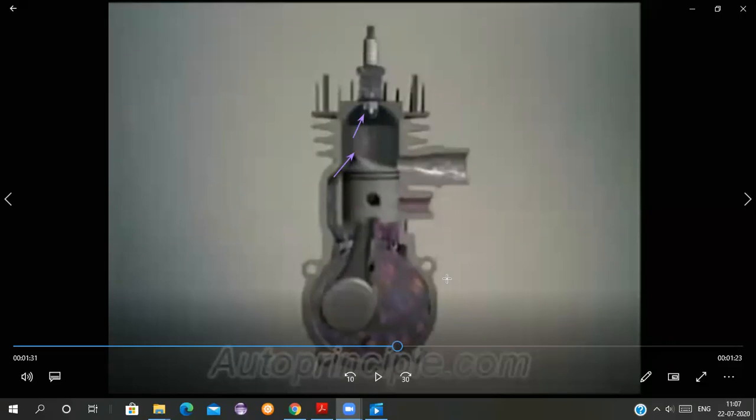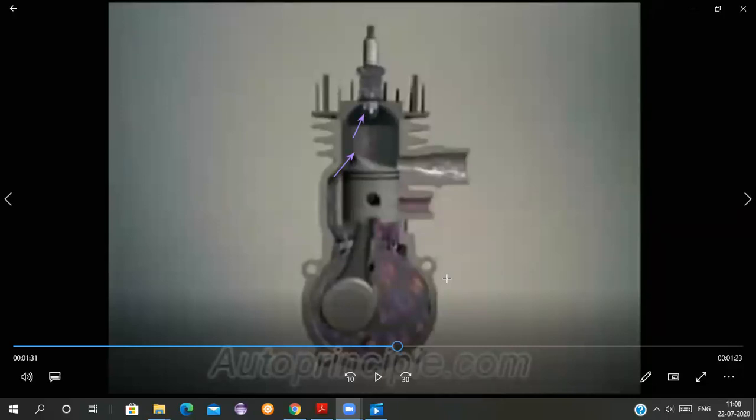One rotation. Yes, you are right. Whether it is a two-stroke or a four-stroke engine, in one stroke the crankshaft rotates by 180 degrees only. So in two strokes, the crankshaft rotates by 360 degrees. Same in a four-stroke engine: two strokes complete 360 degrees, and another two strokes complete another 360 degrees.